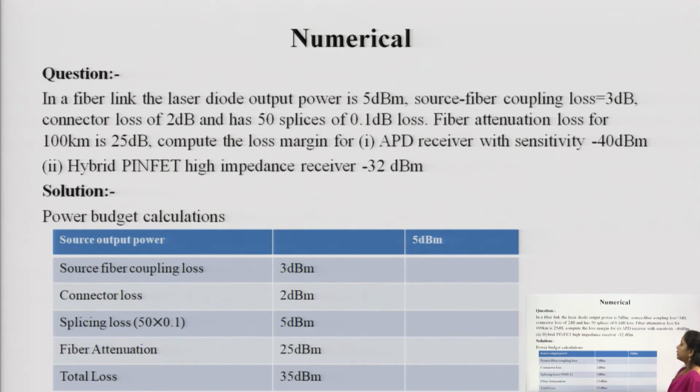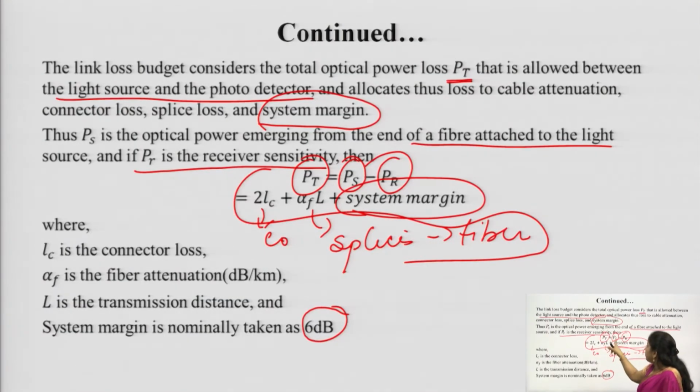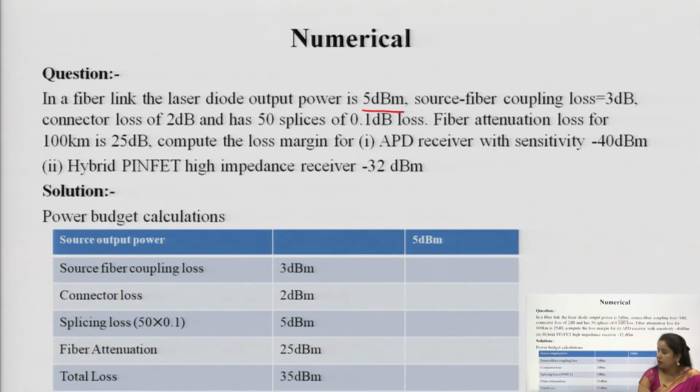In a fiber link, the laser diode output power is 5 dBm. So, what is the 5 dBm here? 5 dBm is the power which is emerging from the source, that is, as per the expression given here, it will be our PS. So, PS is equal to 5 dBm. Try to solve it parallelly.